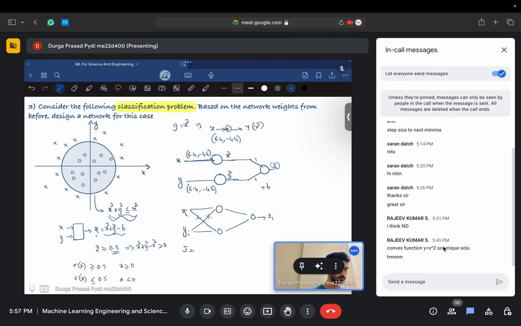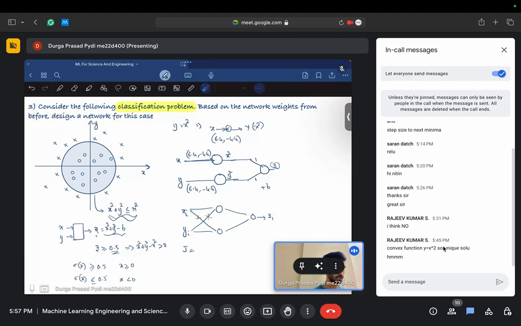Okay. So is this clear, or are there any questions on this? We are halfway into the session, so if you have any queries, we will take them up. Okay, if there are none, then we will go to the next one.